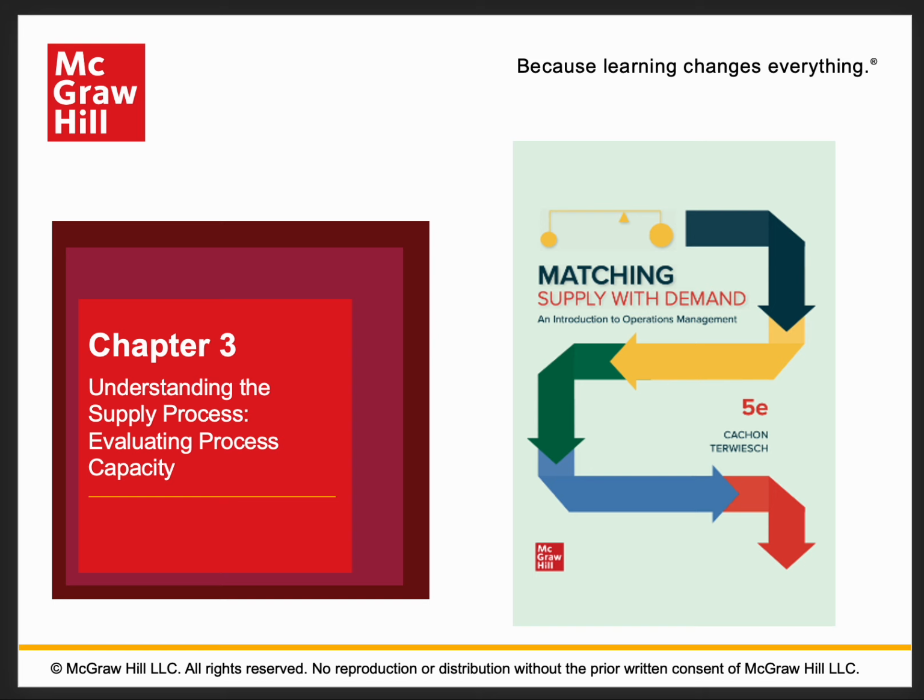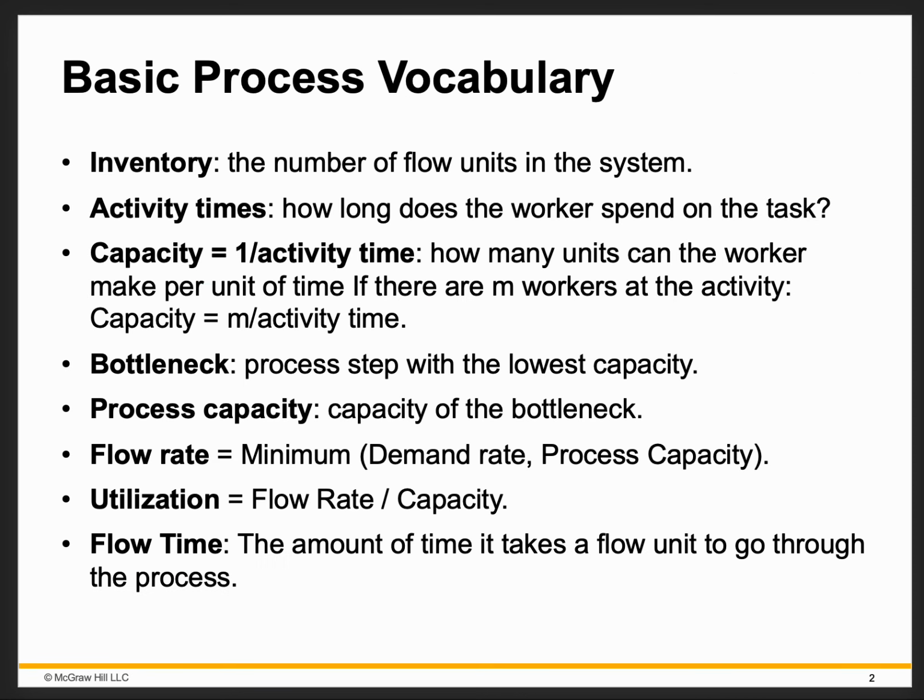So before beginning, here are the basic concepts within process analysis that we need. We talked about a few of these in the previous video. Let's talk about some more of them right here. Inventory is the number of flow units in the system. Activity time is how long it takes for a particular task to get done. Then you have capacity, which is 1 divided by activity time. It tells you how many of these activities can be done within a given amount of time.